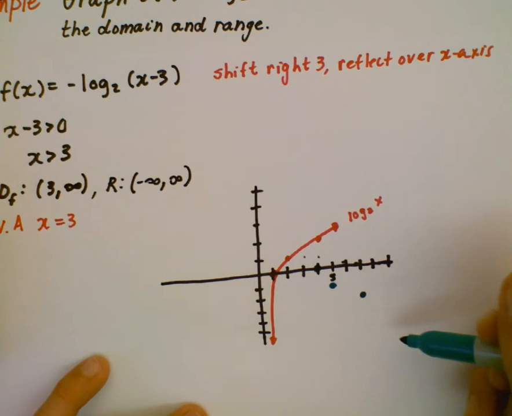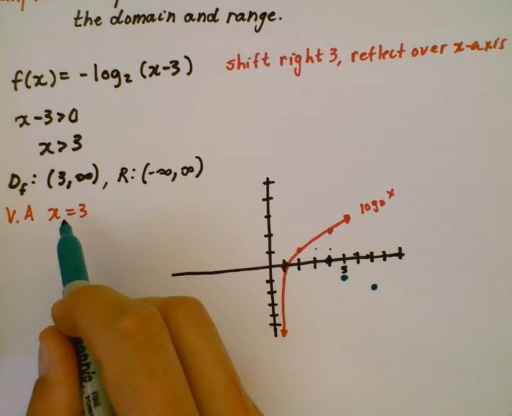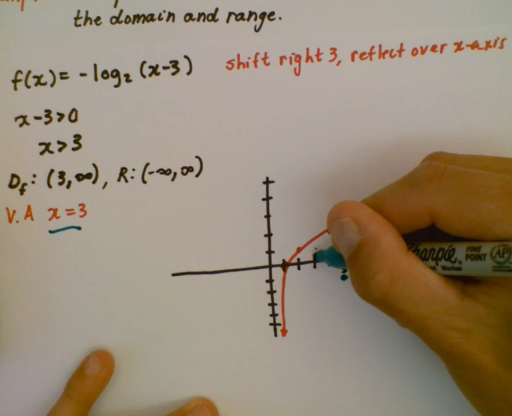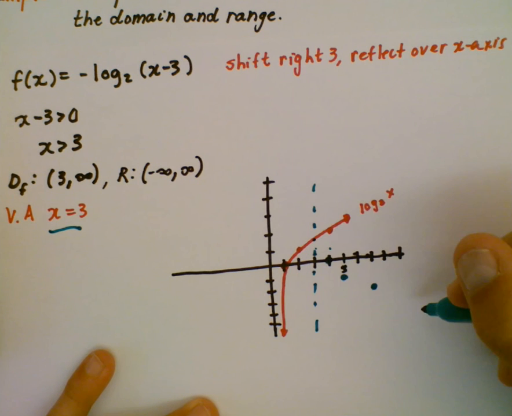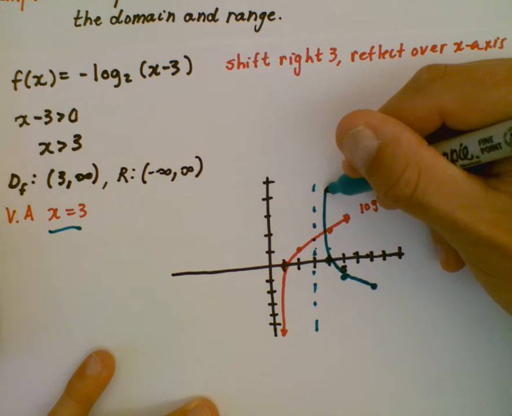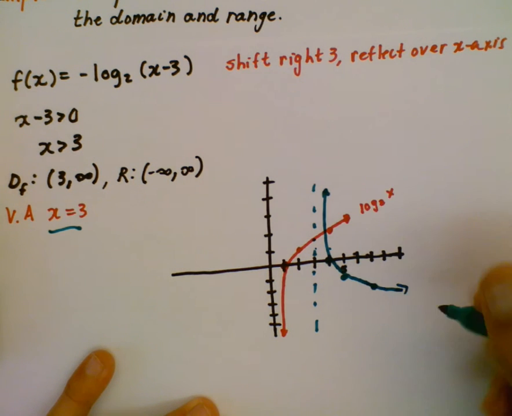So now it's like, well, where do we draw the graph? Well, don't forget about your vertical asymptote here. So we're going to go ahead and plot that, 1, 2, 3. Okay, so now we kind of have something to follow. So we're going to go ahead and plot this graph. And that is the graph of negative log base 2 of x minus 3.